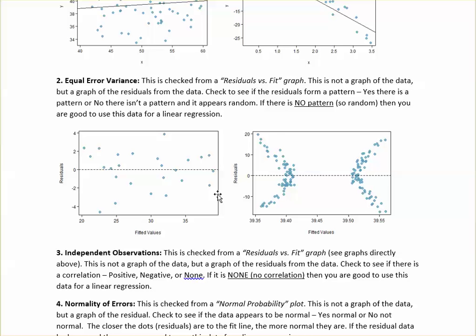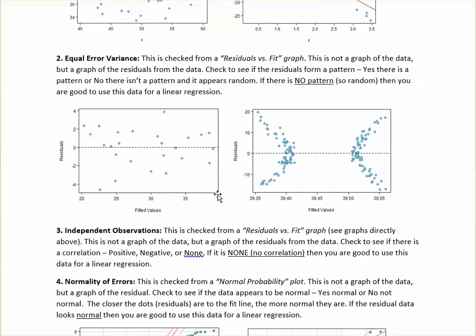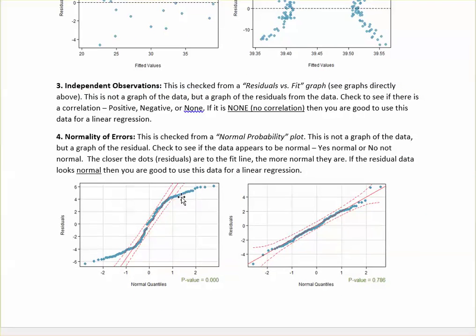So coming down here, the next one is normality of errors. This is checked from a normal probability plot. Once again, not a graph of the data, but a graph of the residuals. So normal quantiles and the residuals. I will say that when you get this in Minitab, you will not get these little dashed lines. You just get the little dots, which are your actual plots, and you'll get the line of best fit. You will not get the two outside lines there.